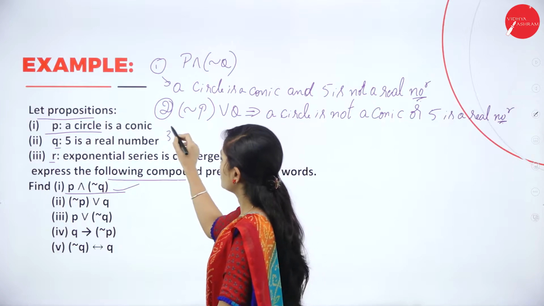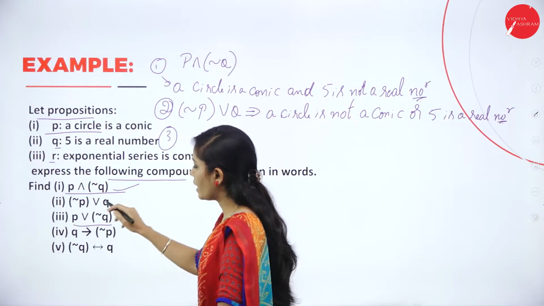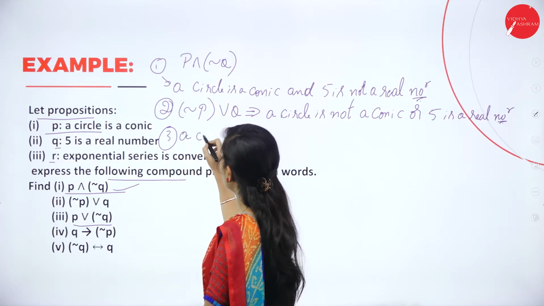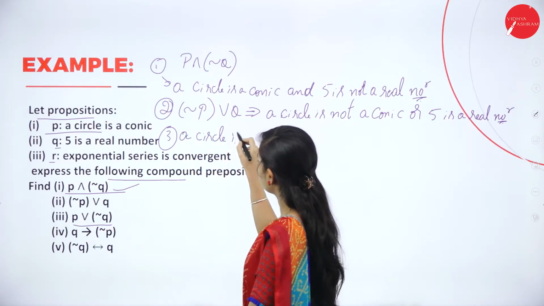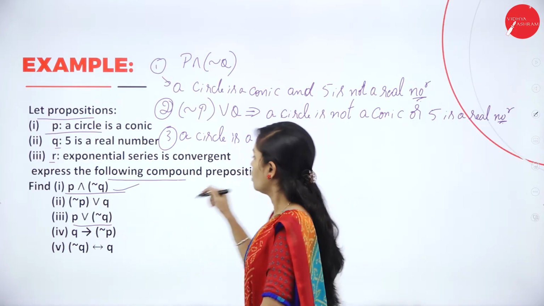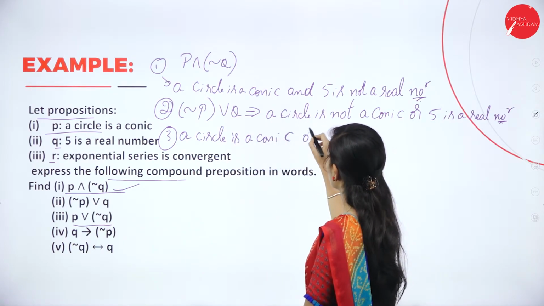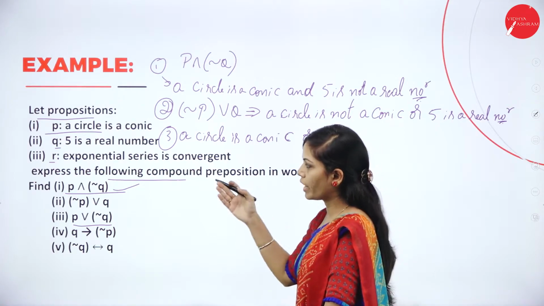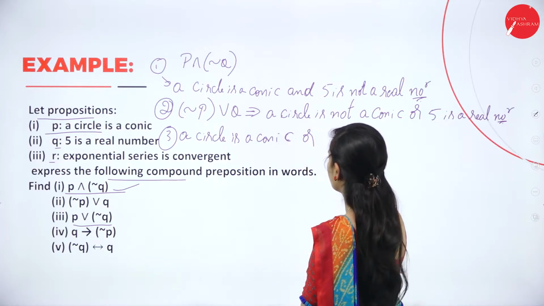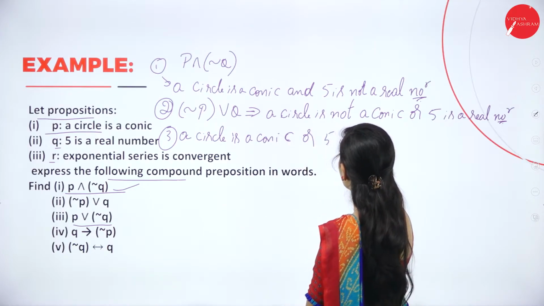And the third question, P or negation Q. P means a circle is a conic, and we have OR, negation Q. Q is phi is a real number, so what is the negation of this? Phi is not a real number.